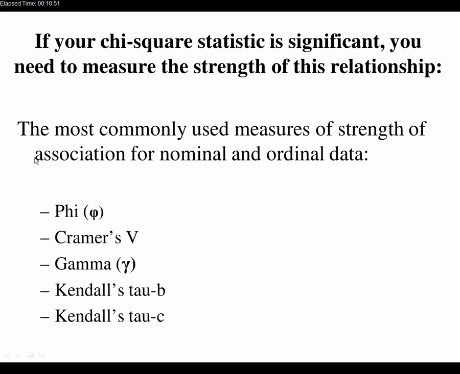And these are the most commonly used measures of strength. And SPSS will do these for you, so not to worry. The first one is phi. The second one is Cramer's V. The third one is gamma. The fourth one is Kendall's tau B. And the fifth one is Kendall's tau C.